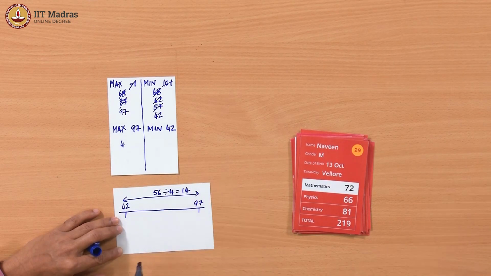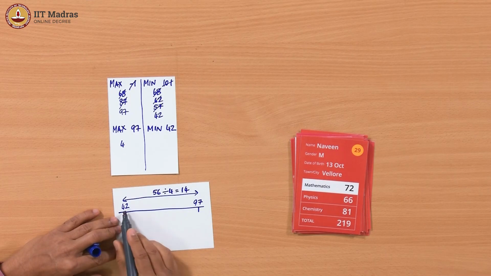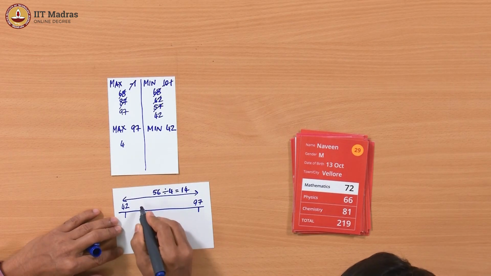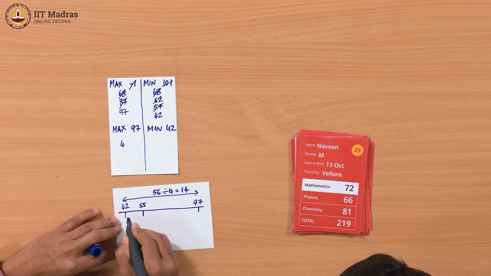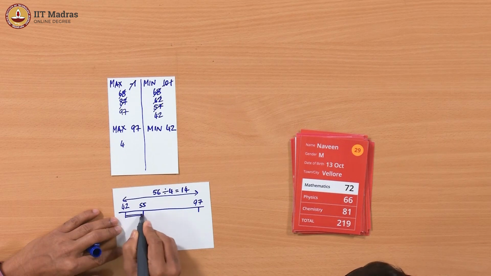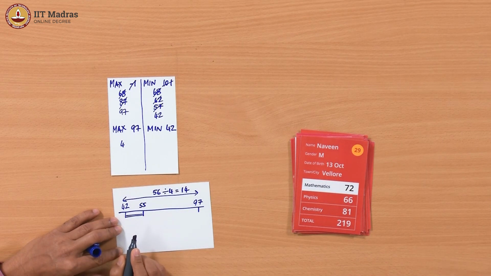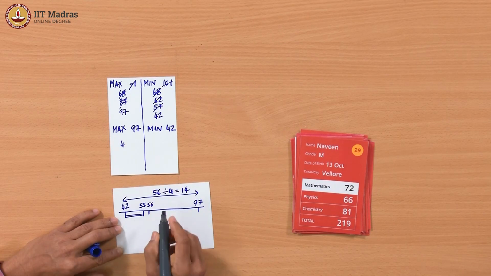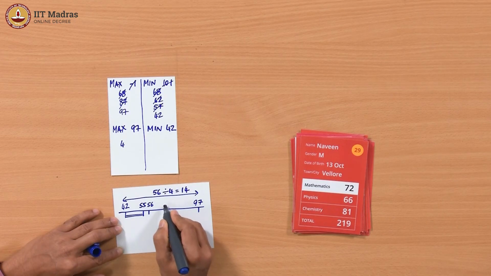So we can give 14 marks. For instance, we take the first 42, plus 14 marks, that's 56, but we should stop at 55. So up to 55 will be our first band, 42 to 55, both including. Then the next one starts at 56, and we go up to 70 minus 1, so we go to 69. This will be our second band.